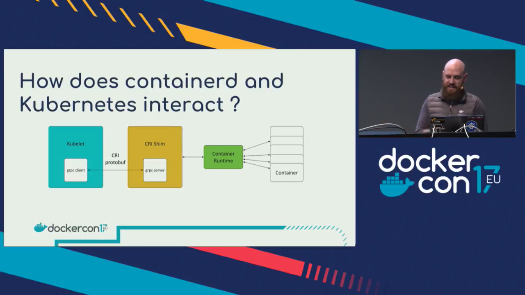But this is how containerd interacts. You've got the CRI shim. You've got Kubelet, which is the service which looks after Kubernetes. You've got the CRI protobuf. You've got the CRI shim, and the container runtime is containerd. So that's how the Kubernetes ecosystem bootstraps into containerd.